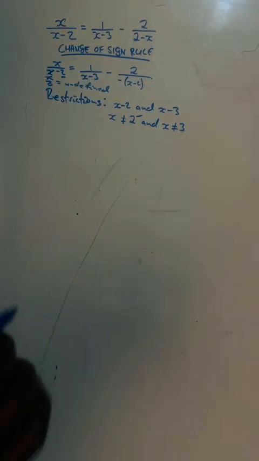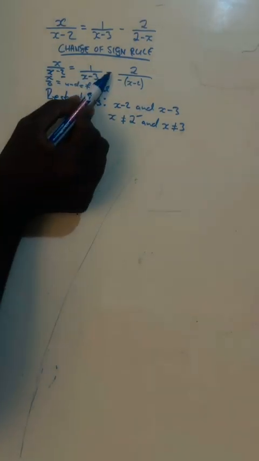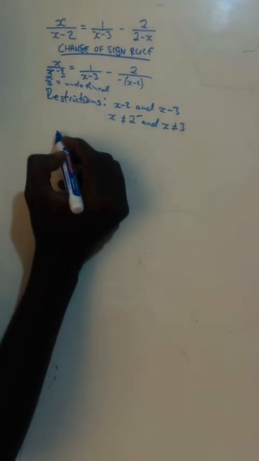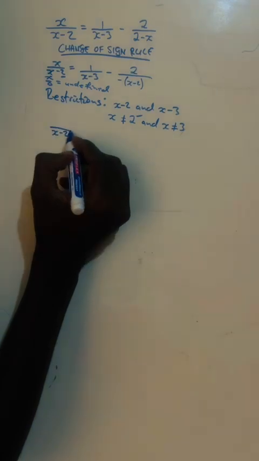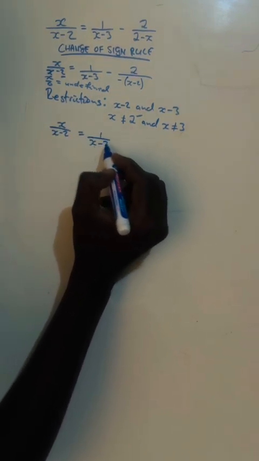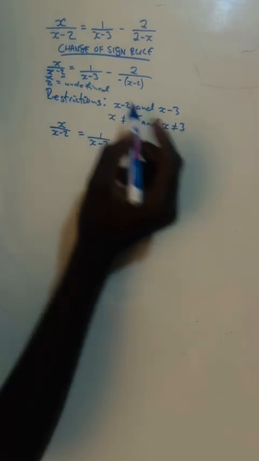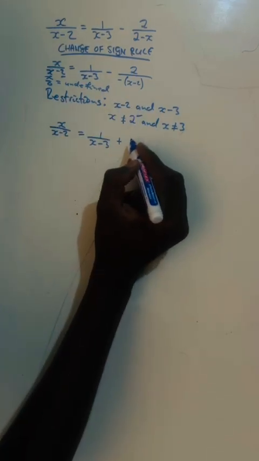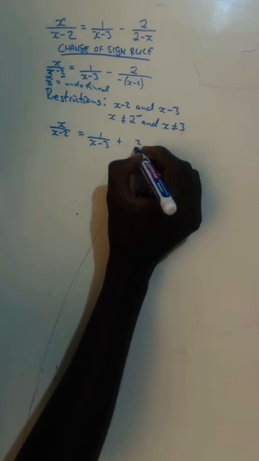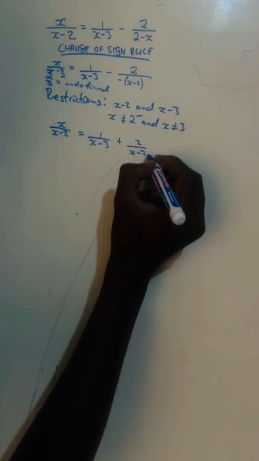solve. There's only one thing which is left. We now say this negative, which is here, multiplied by that negative divided by negative, gives us a positive. So when we now write, we've got the x minus 2 and x, which is equal to x minus 3 over 1. And then where there was a negative, now we write a positive, because this negative divided by negative gives us a positive. So we've got 2 over x minus 2.